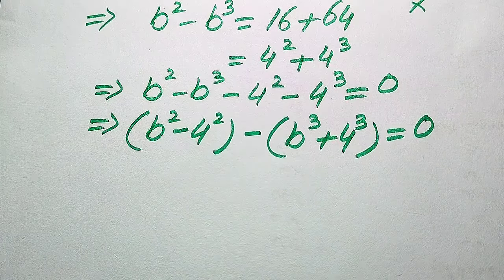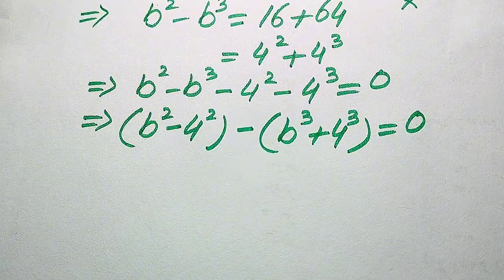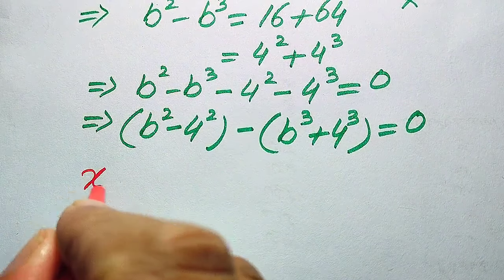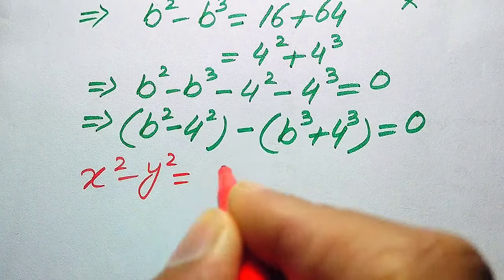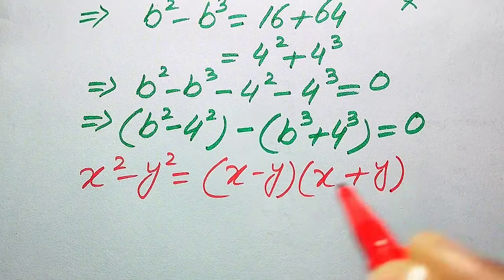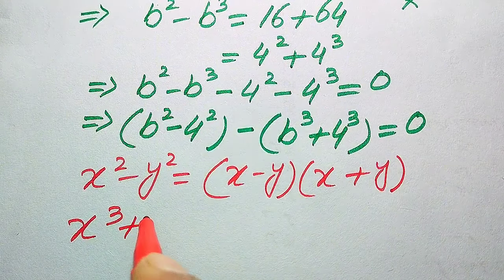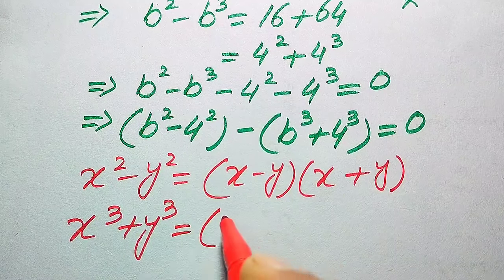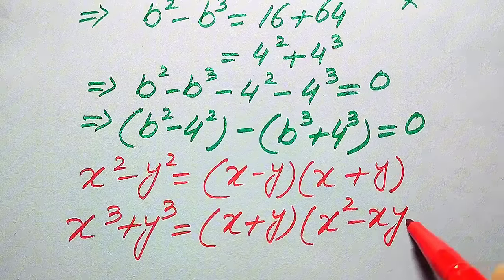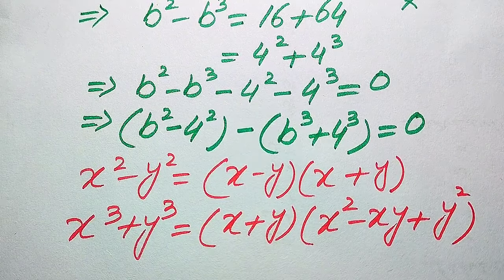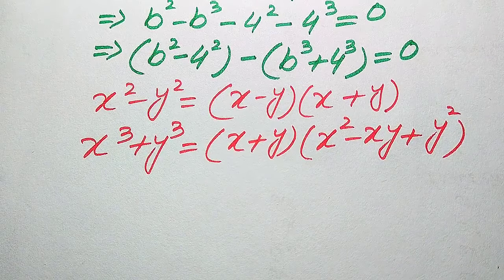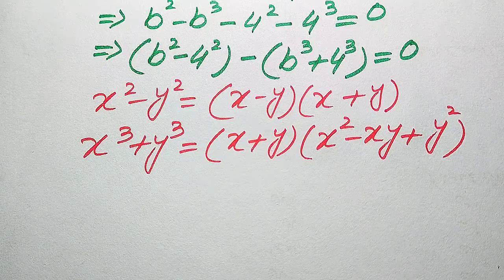And further in the next step here we need to use two nice algebraic formulas. You know about them. The first formula is: x square minus y square is equals to x minus y times x plus y, and the second formula is: x cubed plus y cubed is equals to x plus y times x square minus xy plus y square. Here we need these two formulas. So here first we apply the square formula on the first term and the cubic formula on the second term.